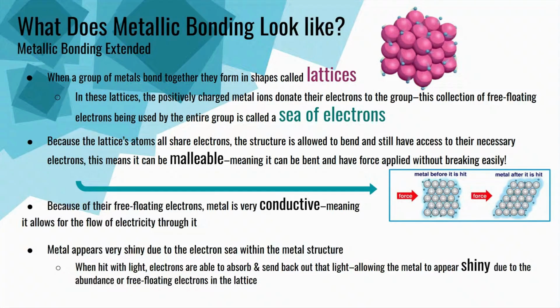Due to these electrons floating throughout the sea, metals can be extremely conductive, as the electron flow provided by electricity is able to be passed right along. And finally, the reason metal has that distinct shiny look is because of the electrons as well. When hit by light, these electrons can take that in and reflect it back, looking shiny.